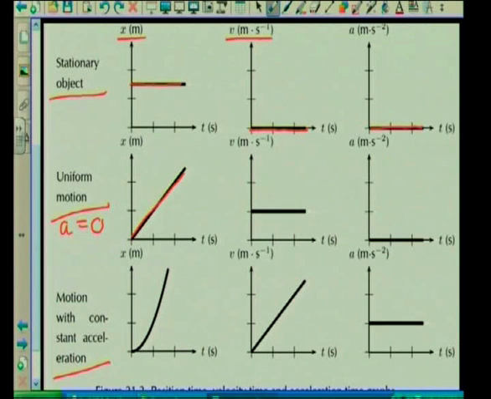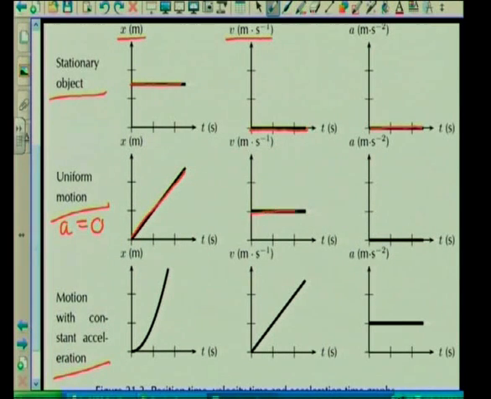Straight lines, nothing difficult here. Uniform motion means that my acceleration is equal to 0. It does not mean that the object is stationary. It means that it's moving at a constant velocity. So when we draw this graph, it means that every second my object changes by the same value. So if it's going, say, at 12 meters per second, every second my object is moving 12 meters, which is nice because it becomes a straight line graph.